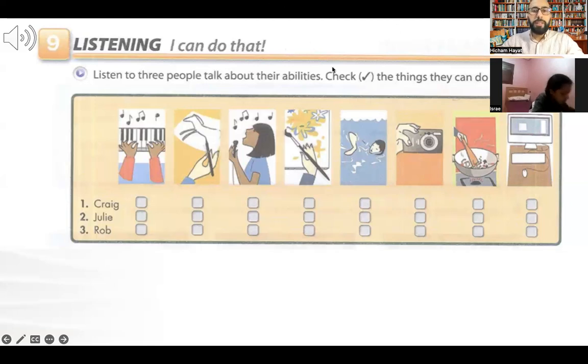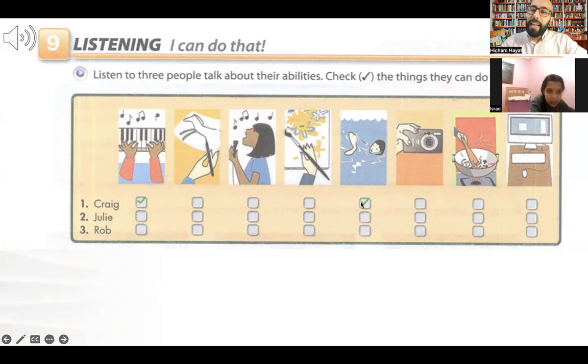Okay. So, what about Craig now, Isra? He can swim on the weekend. He can do swimming on the weekend. And he can play the piano and sing. He can swim. And can sing.